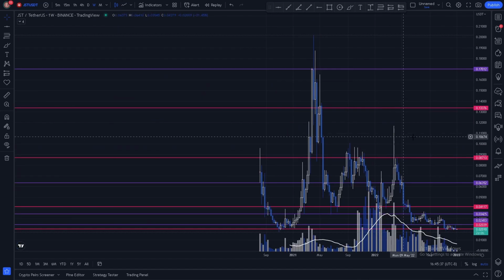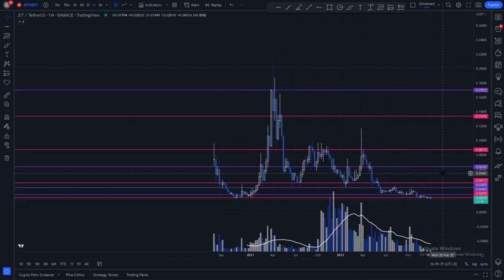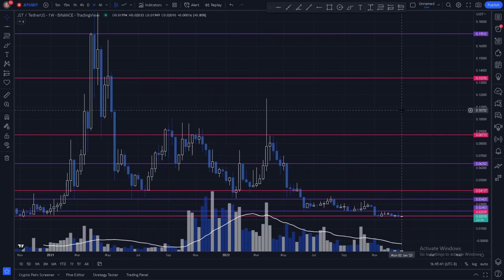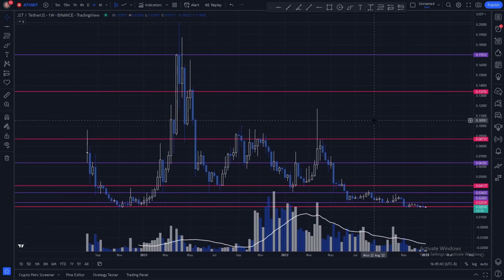Now, zooming out. These are all of the key levels plotted on the chart for monthly and weekly time frames.